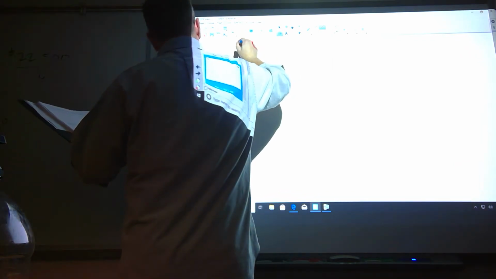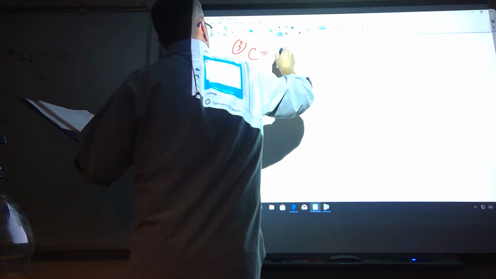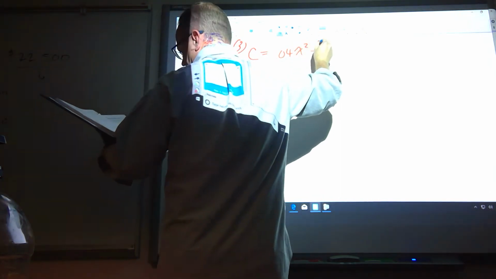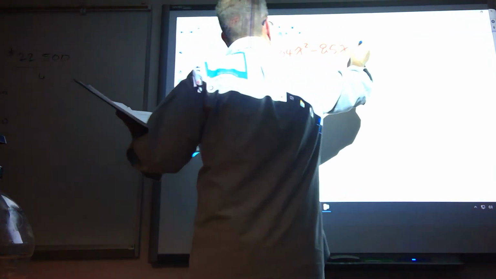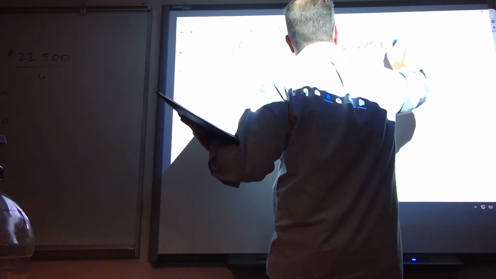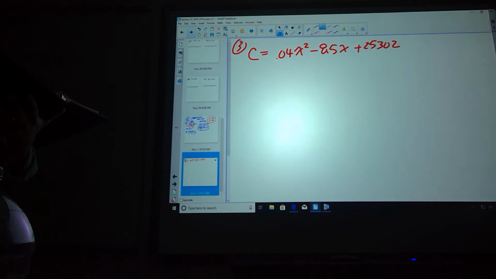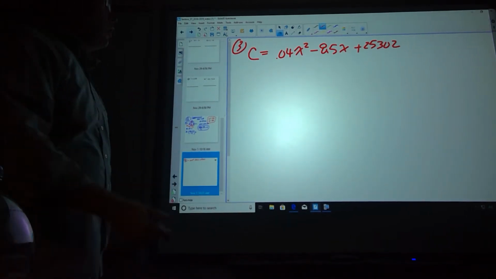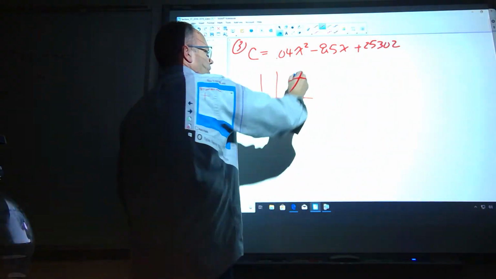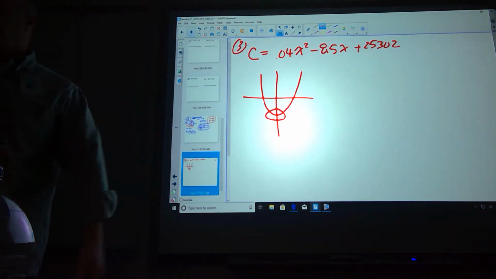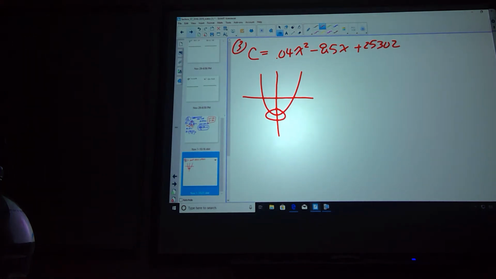So this is number 3. So C is equal to 0.04 x squared minus 8.5 x plus 25,302. Your accountant tells you that the less it costs to produce each unit, the more of them must be produced. So this is going to be a parabola when we graph it. If I find the minimum, or the vertex, the x component of the vertex will tell you how many to produce for a minimum cost.